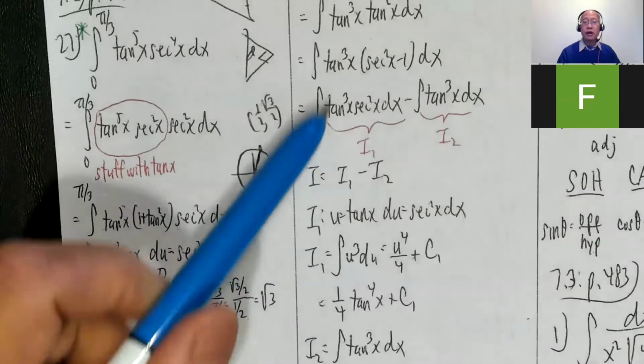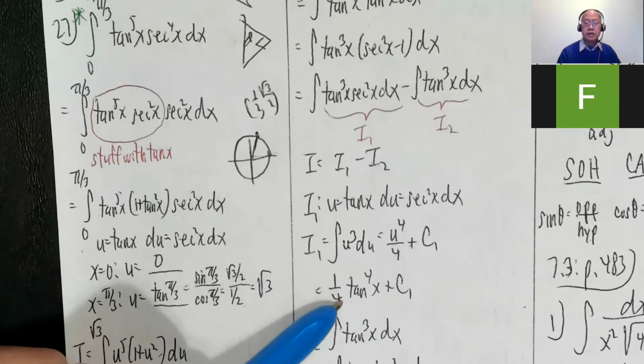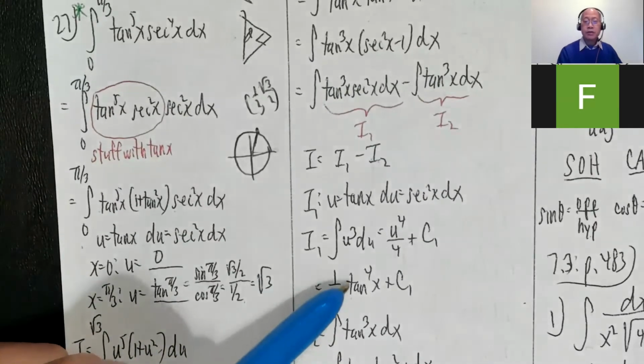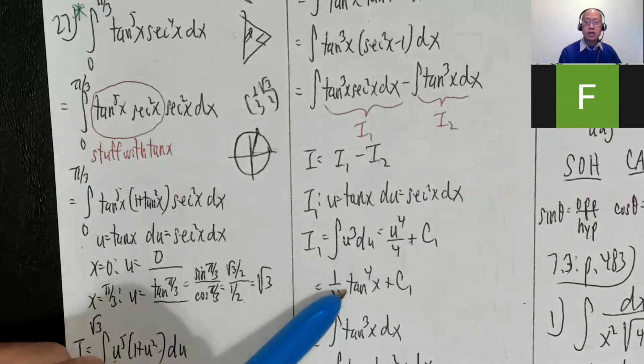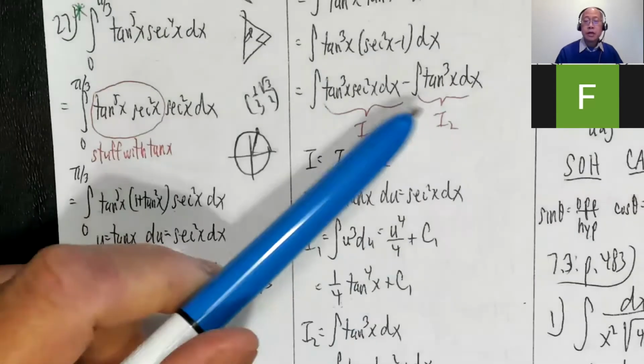So that's my I1. Okay, so this one turns out to be this, which by the way is very easy to check. What's the derivative of this? Well, 4 knocks out to 1/4, you have tangent cubed, and then by the chain rule times the derivative of tangent, which is secant squared. So it works.